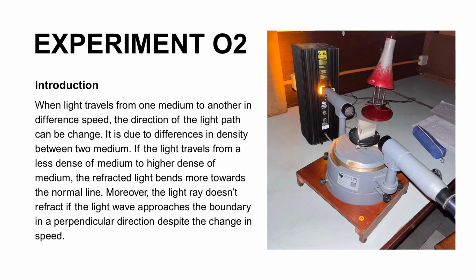For experiment O2, when light travels from one medium to another at a different speed, the direction of the light path can be changed. It's due to differences in density between the two mediums. If the light travels from a less dense medium to a denser medium, the refracted light bends more towards the normal line. Moreover, the light ray doesn't refract if the light wave approaches the boundary in a perpendicular direction, despite the change in speed.